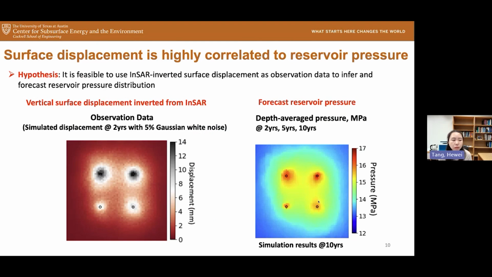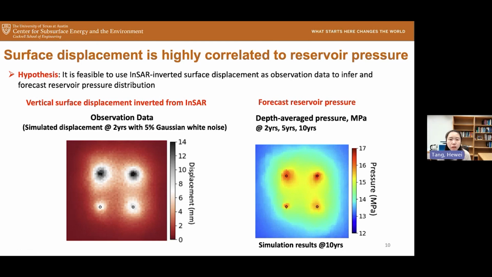Our goal is to test our hypothesis that it is feasible to use InSAR inverted surface displacement as observation data to infer and forecast reservoir pressure distribution. Here we use this synthetic vertical surface displacement data as our observation data. It is the surface displacement at 2 years, added with 5% Gaussian white noise. We also want to forecast our reservoir pressure for 2 years, 5 years, and 10 years.